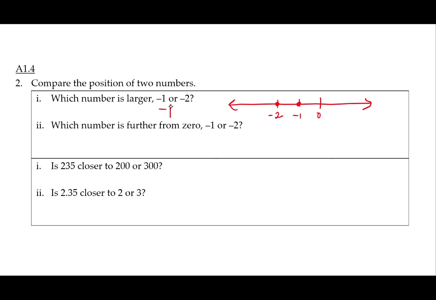Which number is further from 0, -1 or -2? Well, you can see that -1 is 1 unit to the left of 0, while -2 is 2 units to the left of 0. So the number that's further from 0 is -2.